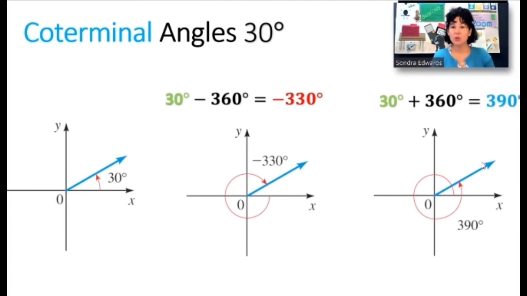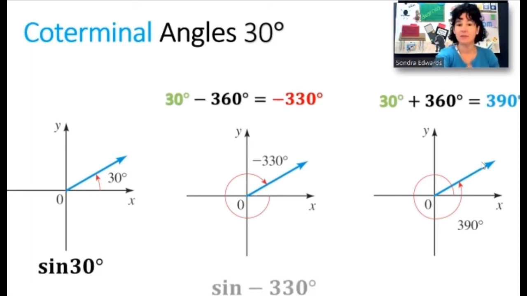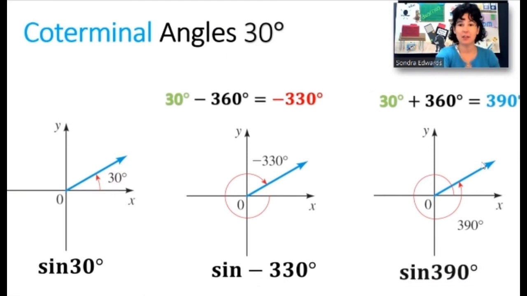One of the ways that you use this property, the coterminal angles, is if you want to find the sine of 30, the sine of negative 330, or say the sine of 390. All of these have the same answer. So if you have an angle measure that is really big or really small, to make the problem easier, you could just add or subtract 360 degrees as many times as you want until you get to a smaller angle that is perhaps on the unit circle.